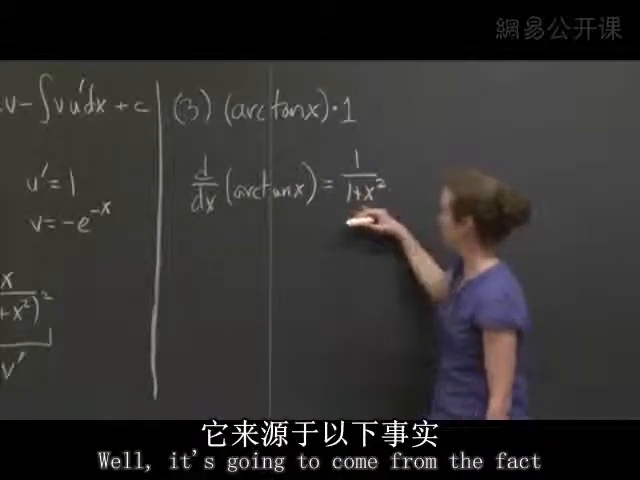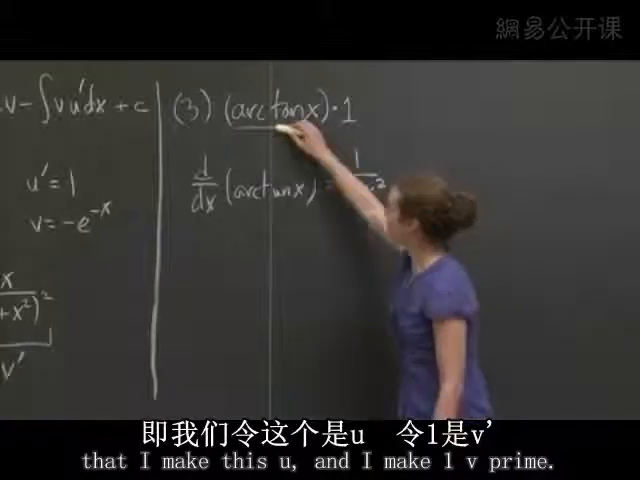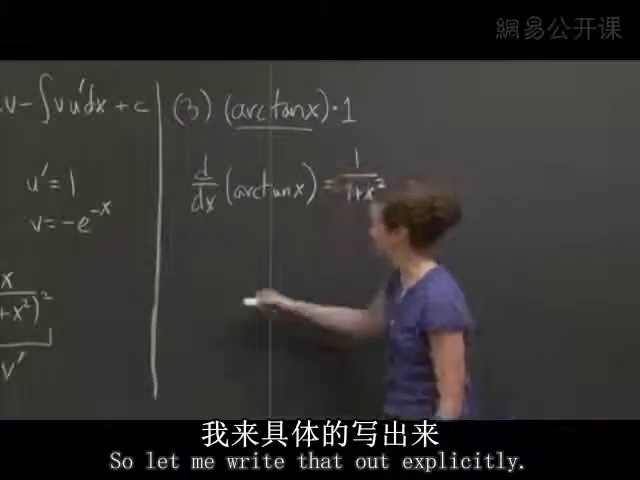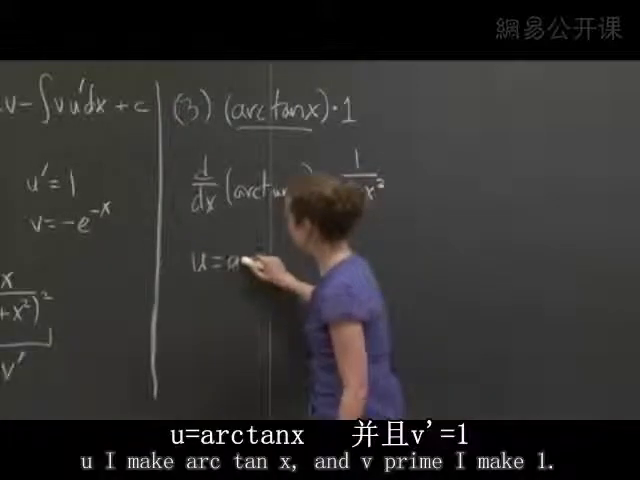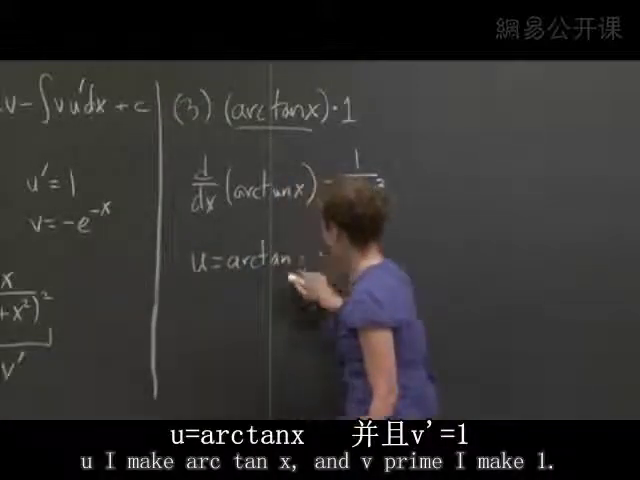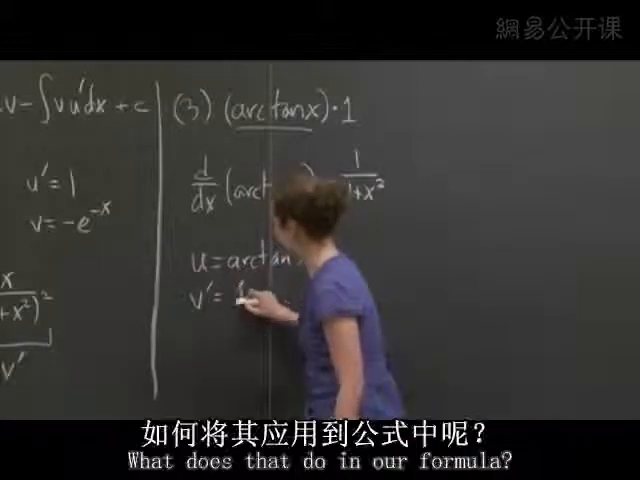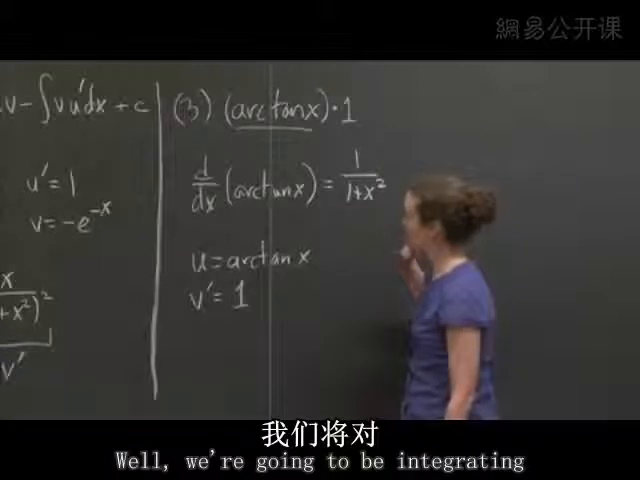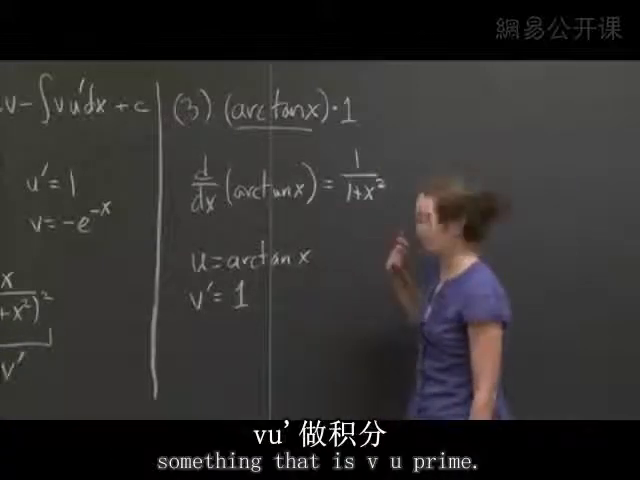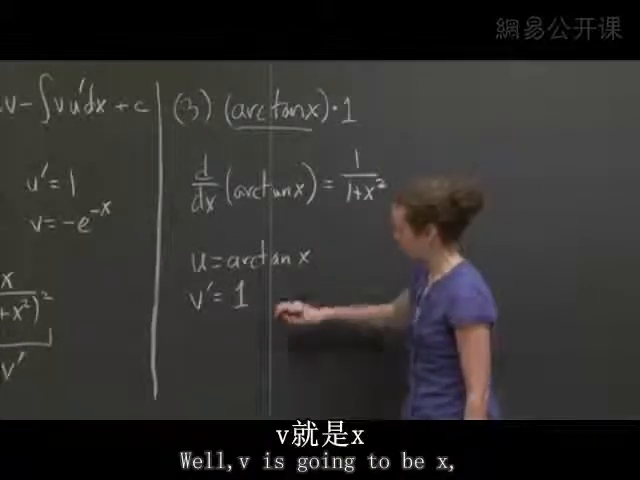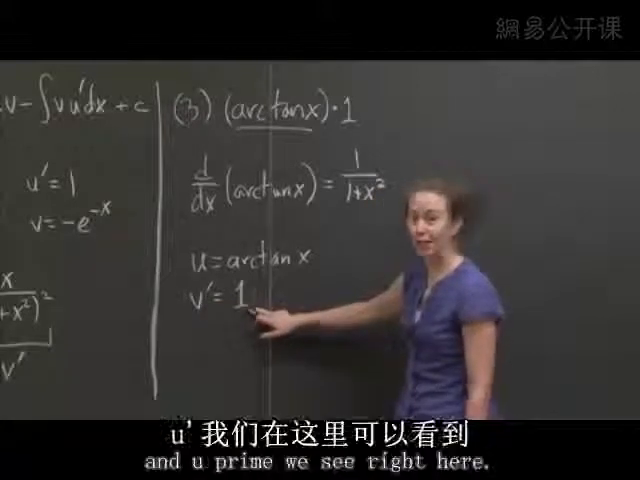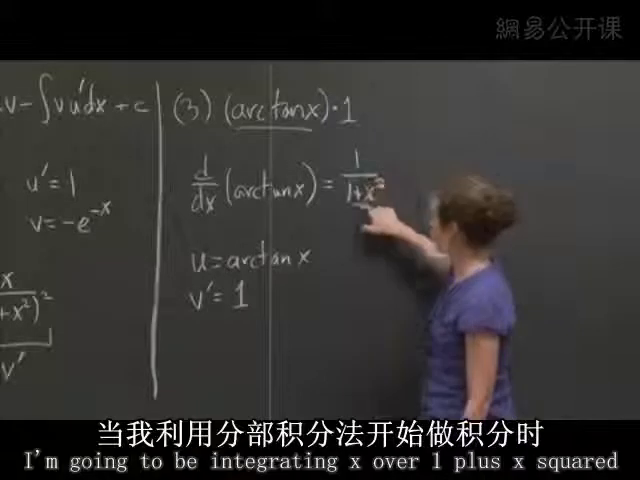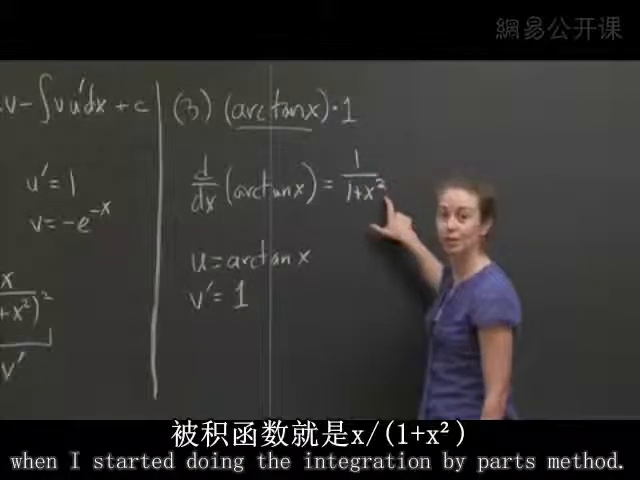Well, it's going to come from the fact that I make this u, and I make 1 v prime. So let me write that out explicitly. u I make arctan x, and v prime I make 1. What does that do in our formula? Well, we're going to be integrating something that is vu prime. Well, v is going to be x, and u prime we see right here. So I'm going to be integrating x over 1 plus x squared when I start doing the integration by parts method.